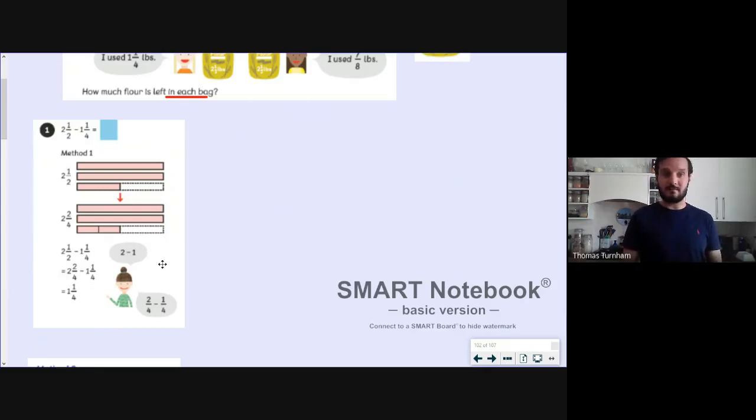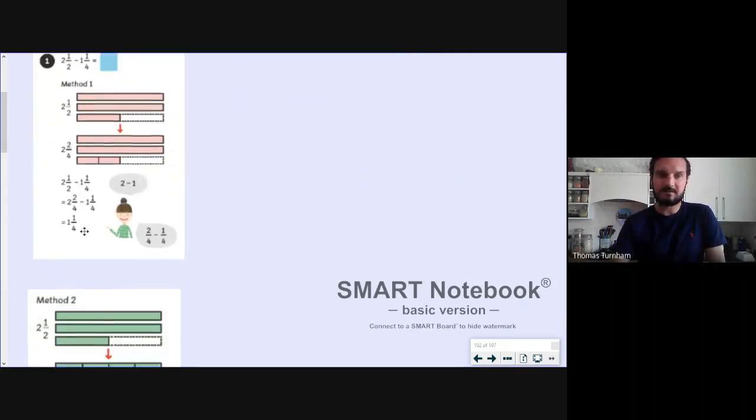2 take away 1 is 1. 2/4 take away 1/4 is 1/4. So my answer is 1 1/4. So for some questions, that kind of partitioning method, partitioning out the whole number from the fraction, works.